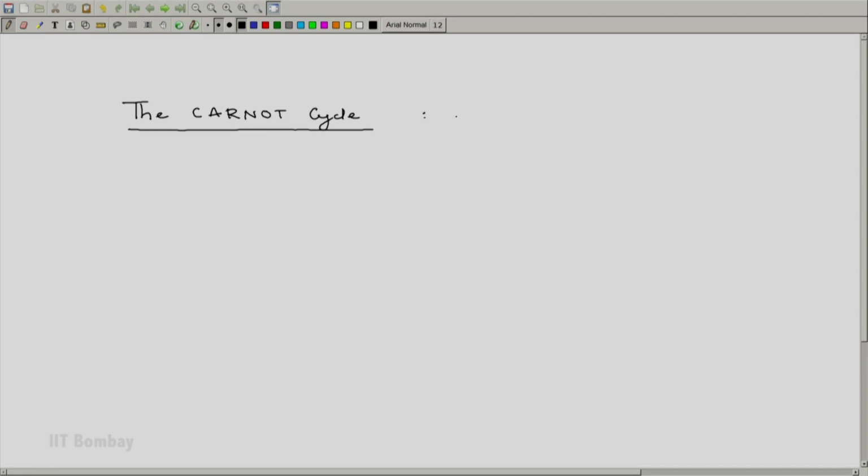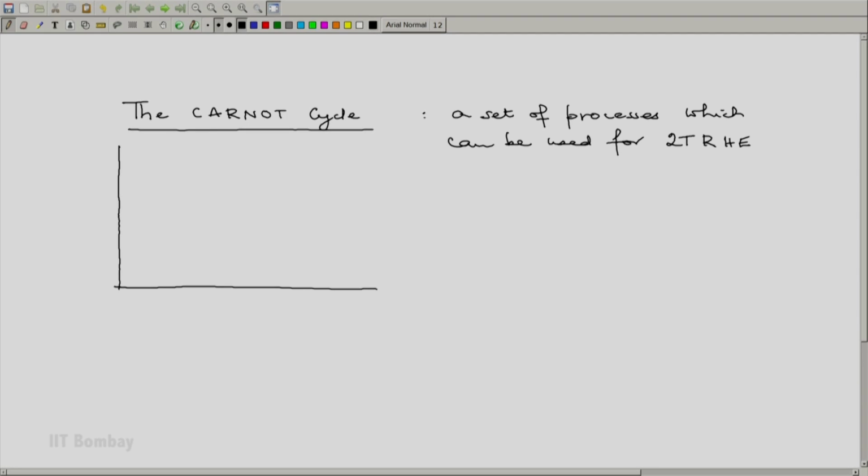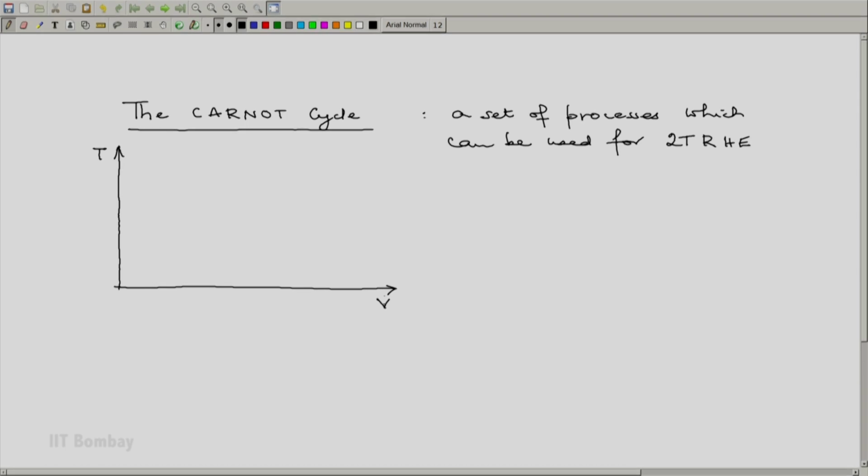Carnot cycle is a cycle, that means a set of processes which can be used for implementing a 2T reversible heat engine or 2T reversible refrigerator. Let us look at the specification of the cycle as an engine. We will sketch the cycle on a state space of the working fluid or the system which undergoes the cyclic process. We will see it on the TV diagram.